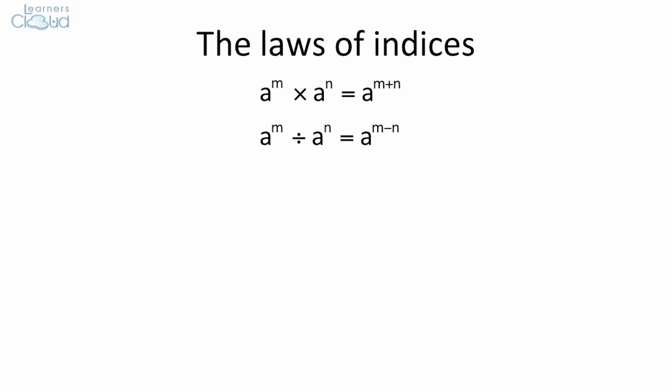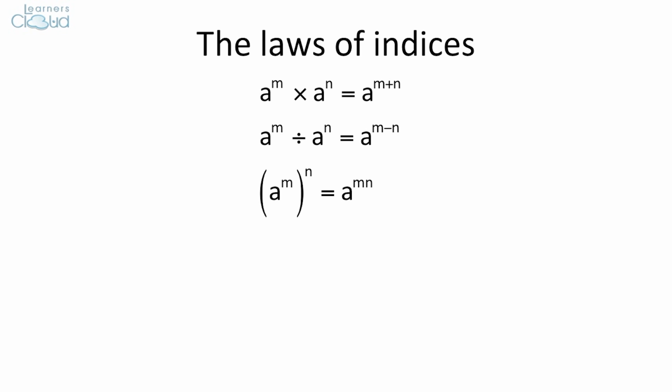Likewise, when we divide, if we divide a to the power of m by a to the power of n, we simply subtract the powers. So our answer would be a to the power m minus n. If we raise an index quantity to another power, we multiply those powers. So for example, a to the power of m, to the power of n, would give us a to the power of m times n.